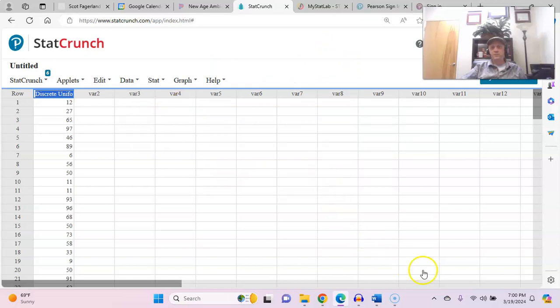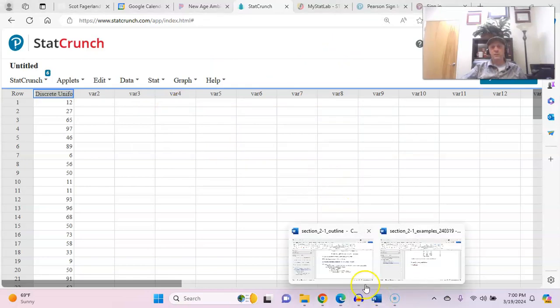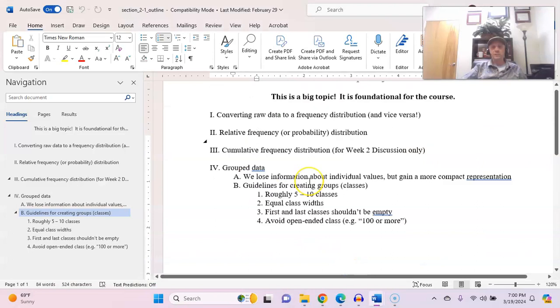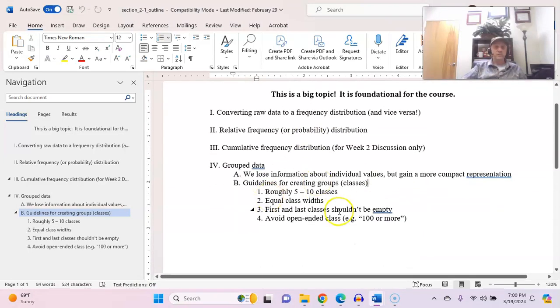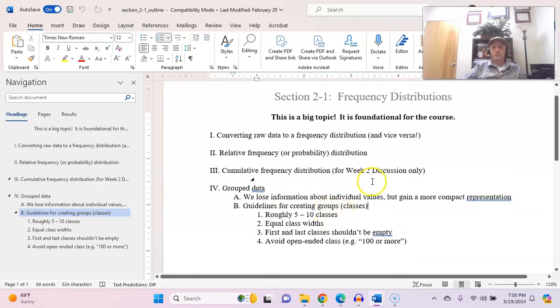Okay, I believe we have killed section 2.1. We did cover all this material. Okay, great. So I'll see you in section 2.2.